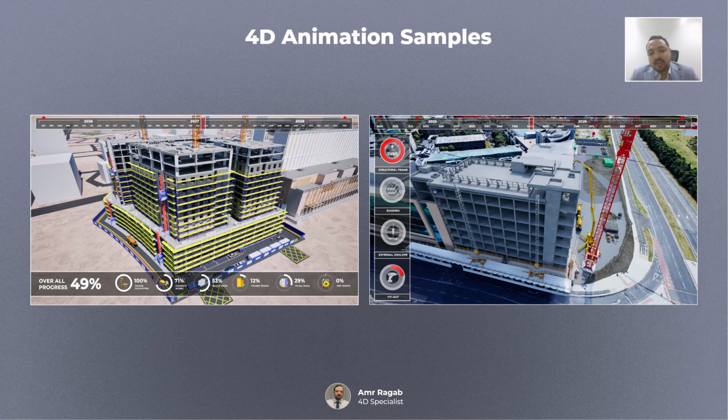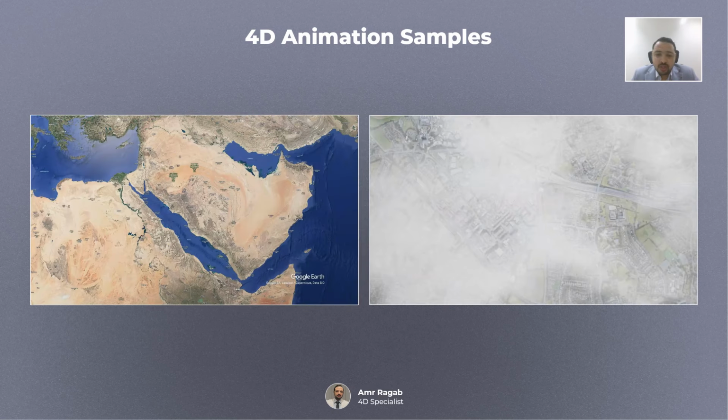Then you can start with this video in the next stage by linking all these elements in another software like Twinmotion or Lumion or 3ds Max or Cinema 4D. Any software can do the animation. Okay, so this is for the animation samples.